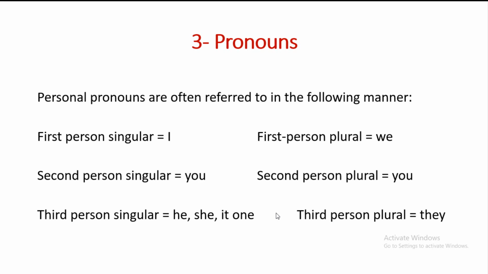The personal pronouns are often referred to in the following manner. First person singular, it's I. So I is a singular noun, okay? Second person singular, you. So you is a singular noun as well, all right? Third person singular is he, she, and it, or the one. First person plural, we. Second person plural, you. Third person plural, they. And all of these take a plural verb, okay?